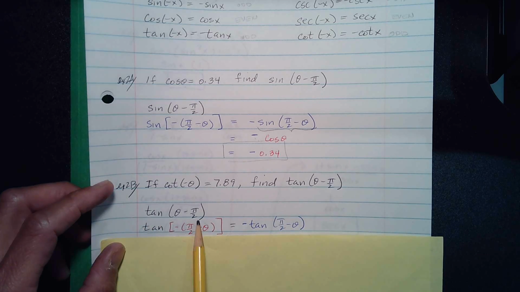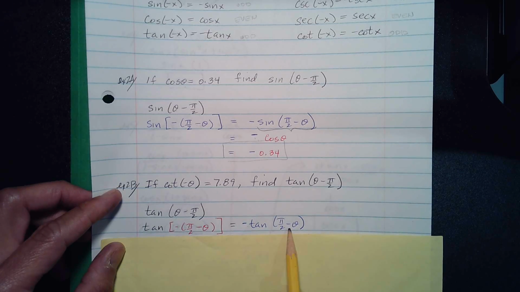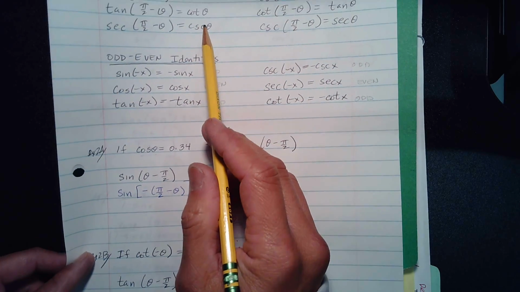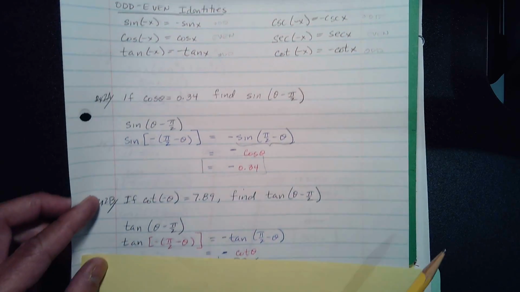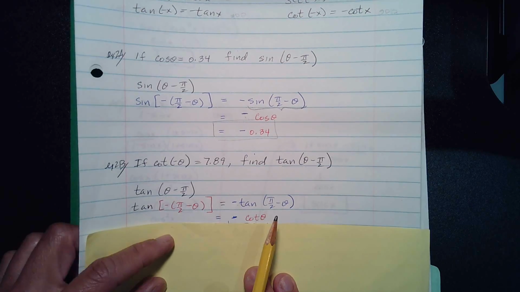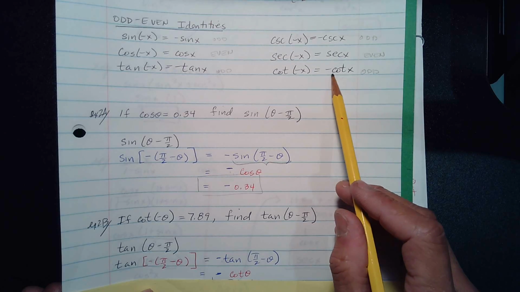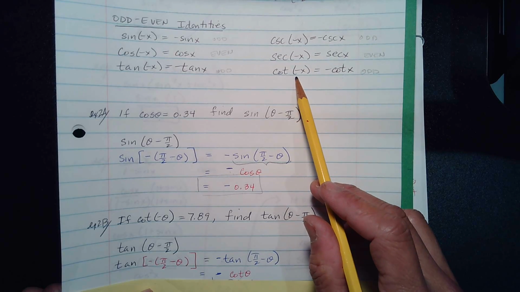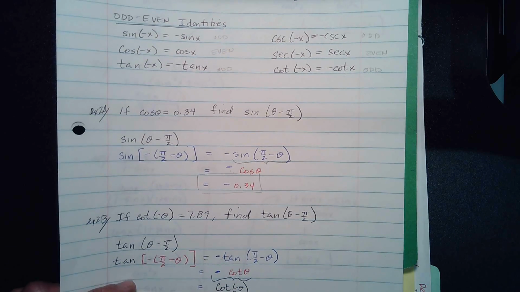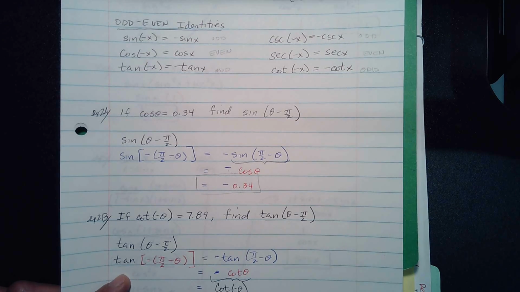So this here is equivalent to the previous line. Put the negative out in front. So we have negative tangent of pi over 2 minus theta. Well, tangent pi over 2 minus theta is cotangent theta. So that's what I wrote down, cotangent theta. Well, I know this is an identity here. If you look at this, it's right here. Negative cotangent x equals cotangent of negative x. So negative cotangent theta is going to equal cotangent of negative theta. Well, we already know what cotangent of negative theta is. It's 7.89.